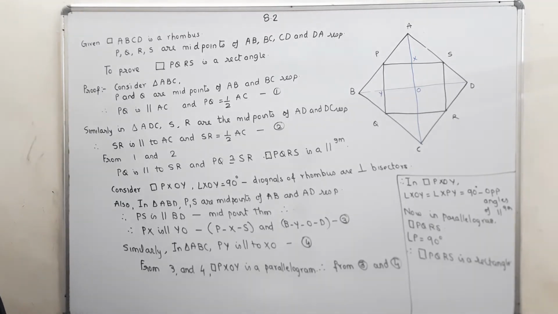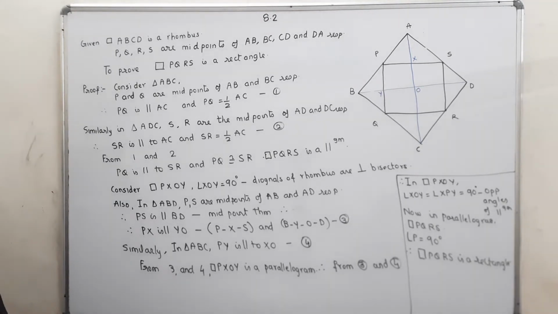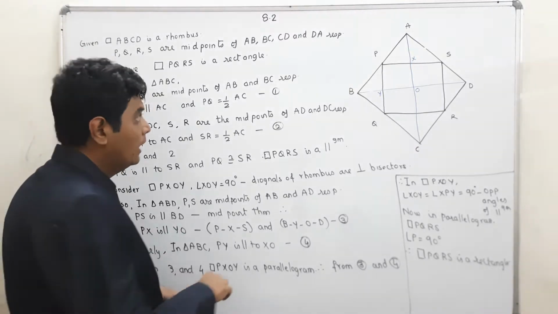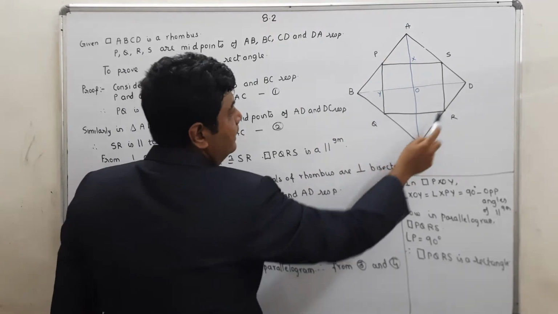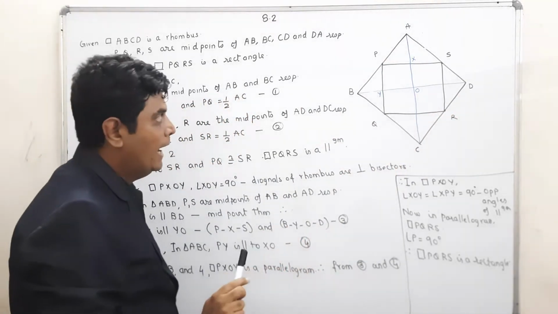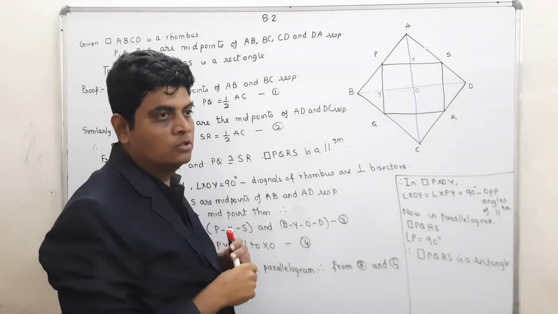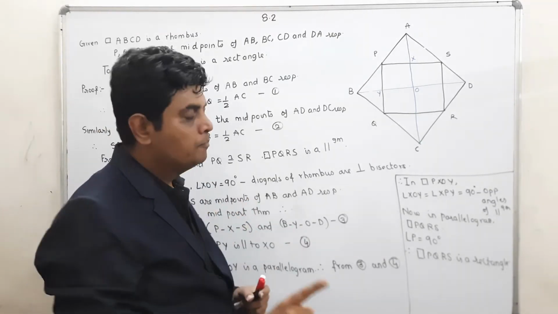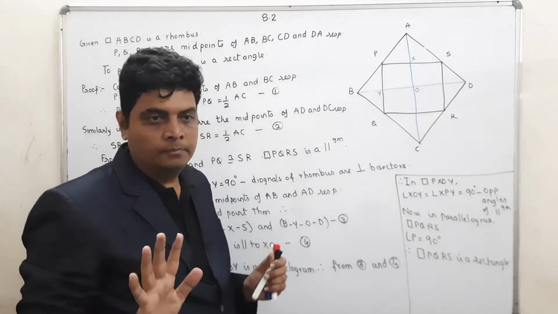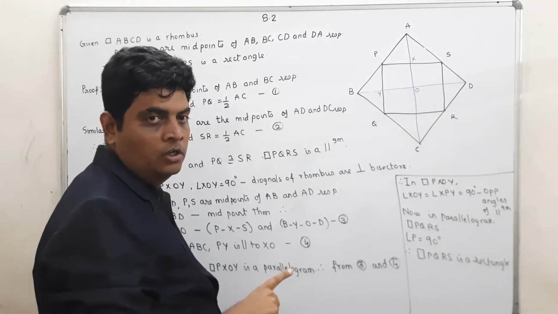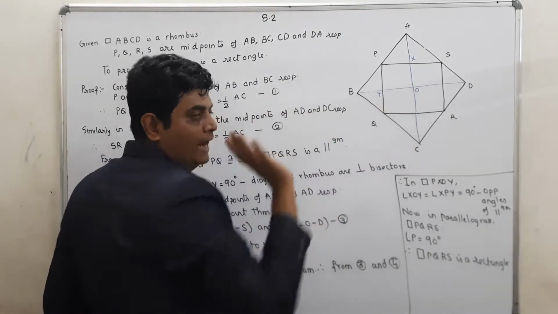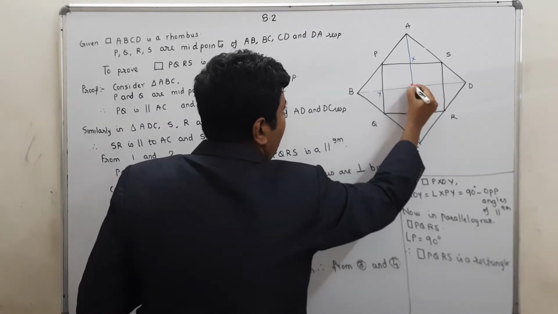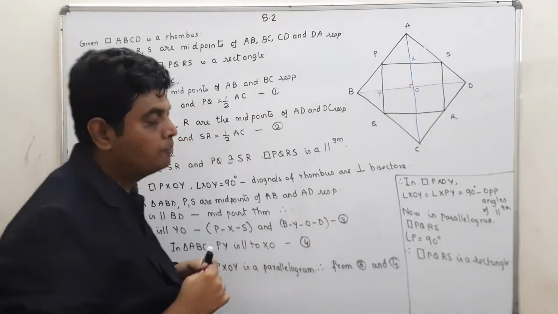Let us now start with exercise 8.2, sum number 2. What is given in this question is quadrilateral ABCD is a rhombus. As soon as we come to know it is a rhombus, two properties should directly come into our mind. First property, all the sides are equal. And second property, diagonals bisect each other at 90 degree. So I know this angle is 90 degree. This angle is 90 degree.